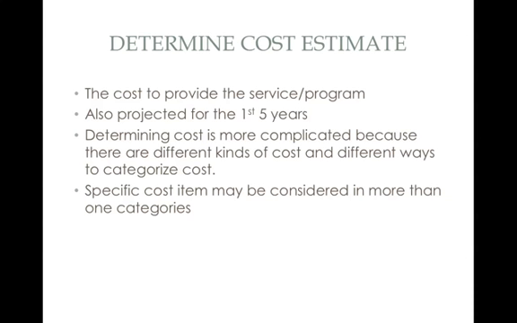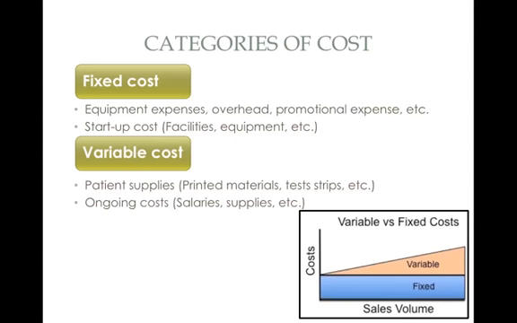The cost estimate should be also projected for the first 5 years. Determining cost can be way more complicated because there are different kinds of costs and different ways to categorize. Startup costs include renovation of facilities, purchasing of equipment, or staff training before the program. Fixed costs are expenditures that do not vary with volume of activity. Variable cost will change when activity levels change.